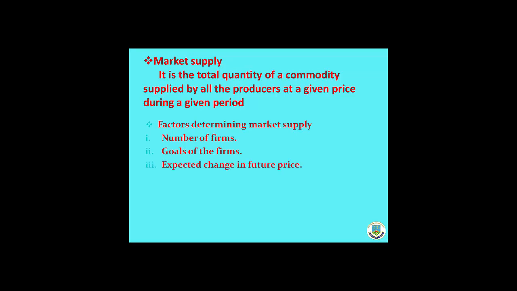Point number 3, expected change in future price. If a seller expects the price of a commodity to fall in the future, he will increase the current supply of the commodity.